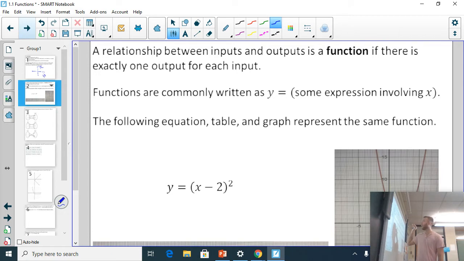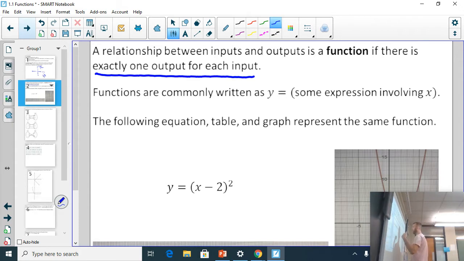The definition of a function is: a relationship between inputs and outputs is a function if there is exactly one output for each input. That's really important right here. Exactly one output for each input. We'll see some examples that'll make that clear as well. Functions are usually written as y equals some expression of x. You guys have seen a million of these.